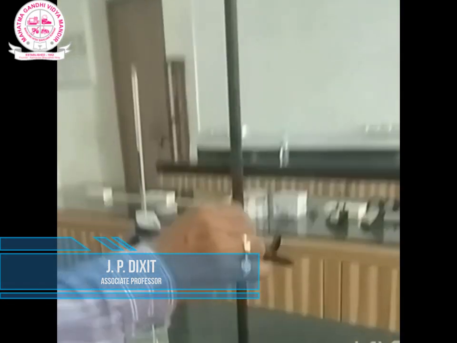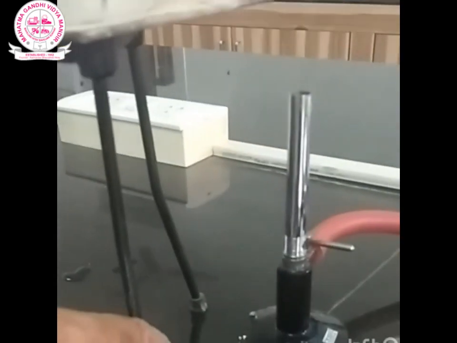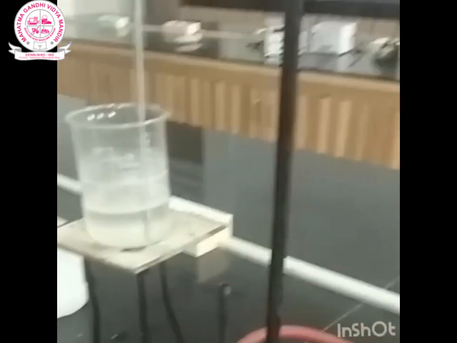For that purpose, we will require the following instruments: the stand, thermometer, beaker, asbestos sheet, tripod stand, ice, stopwatch, and matchbox. And here is the gas flame, called a burner, or we can use a spirit lamp also. Now this is the actual setup of the experiment.